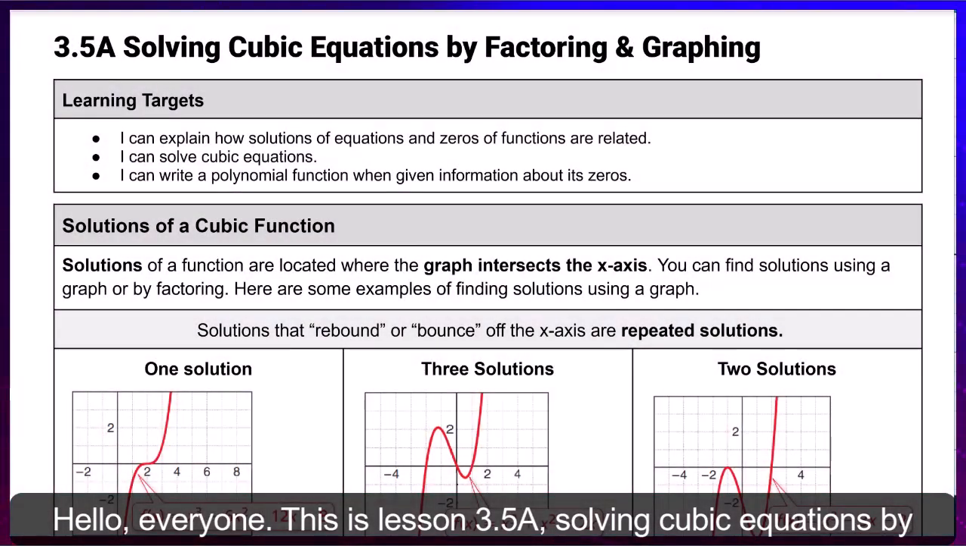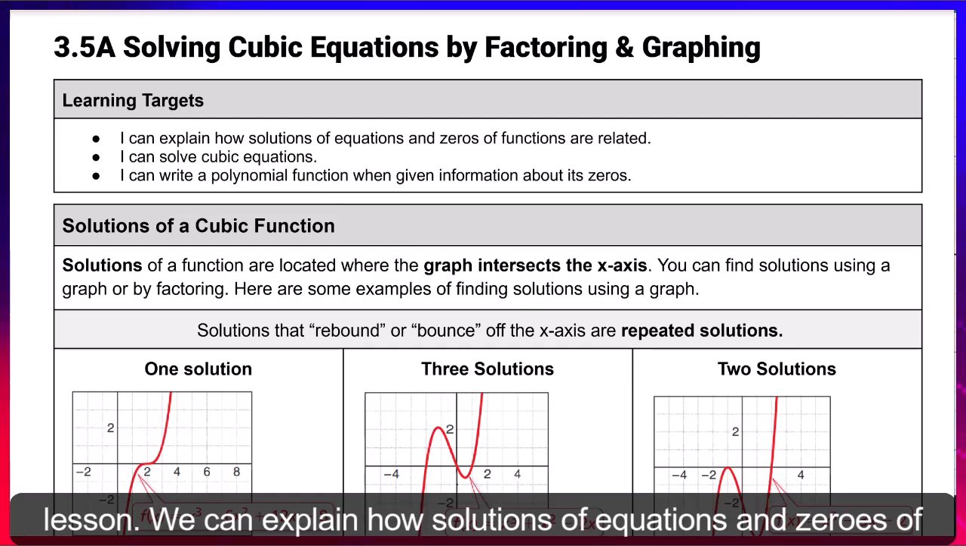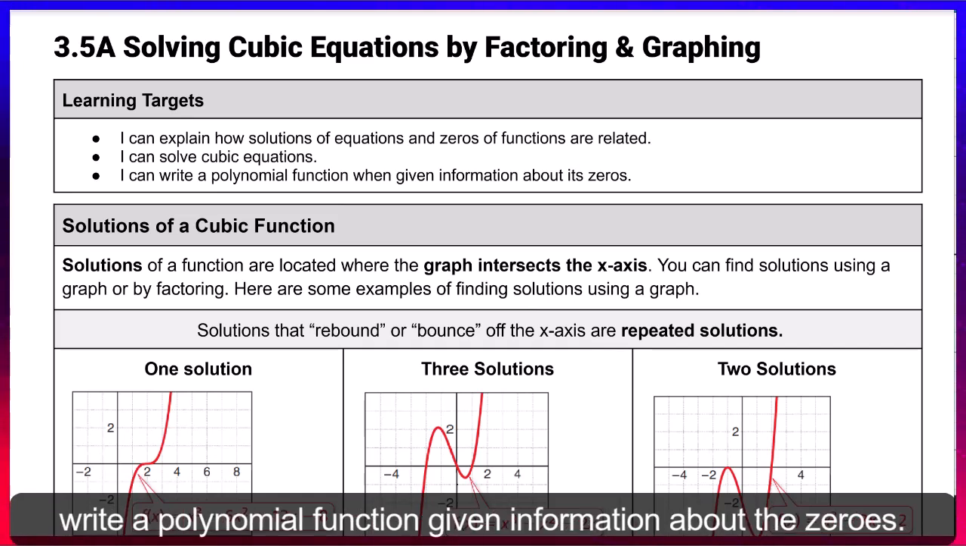Everyone, this is lesson 3.5a, solving cubic equations by factoring and graphing. And we have 3 learning targets for this lesson. We can explain how solutions of equations and zeros of functions are related. You can solve cubic equations, or you can write a polynomial function given information about the zeros.